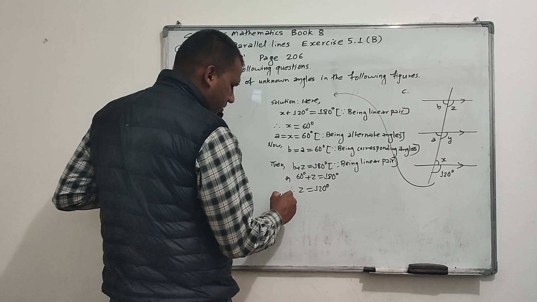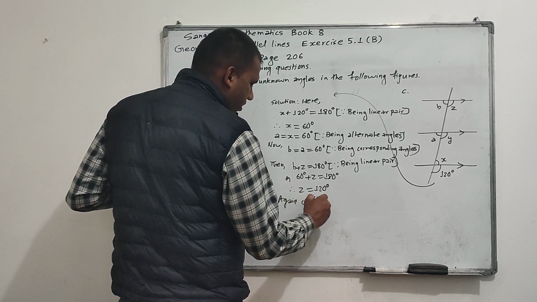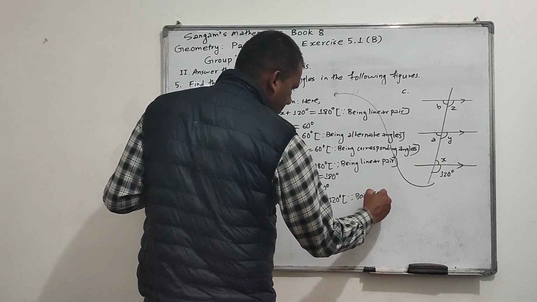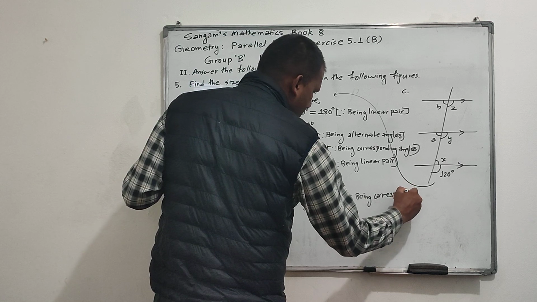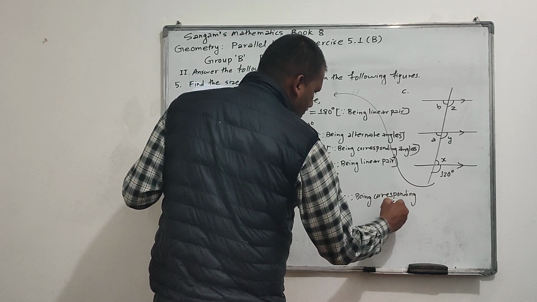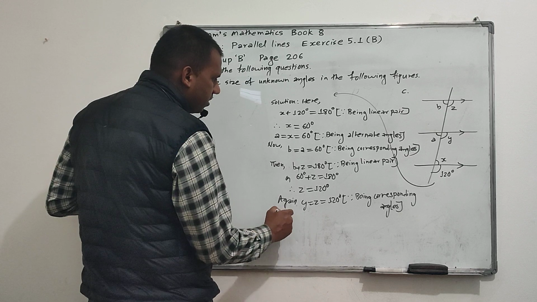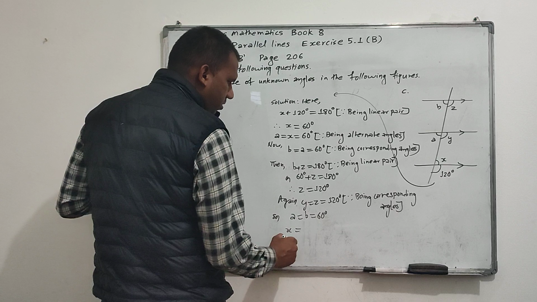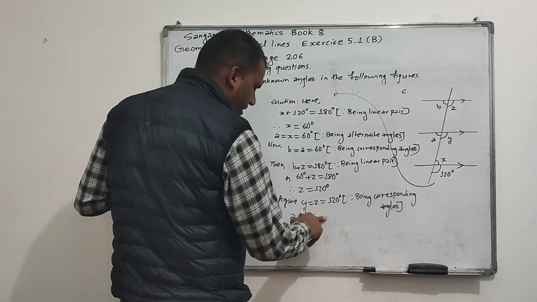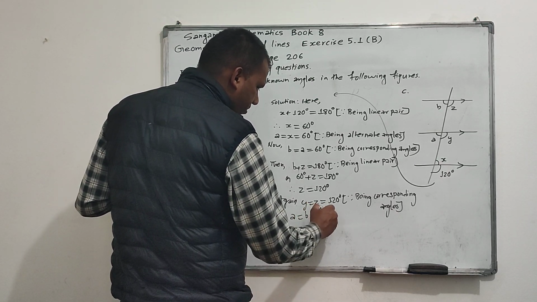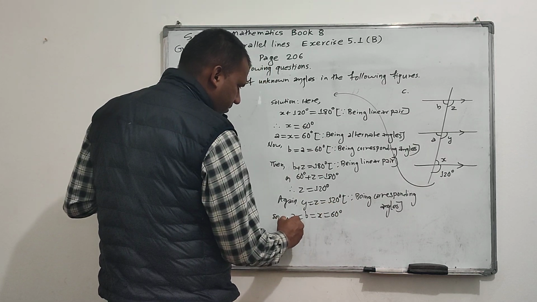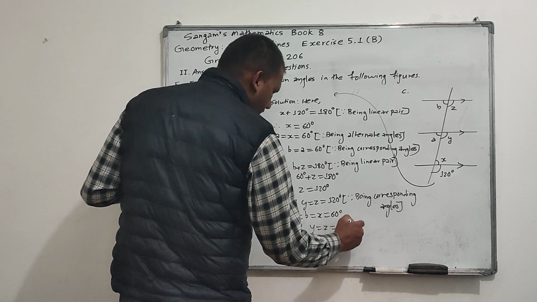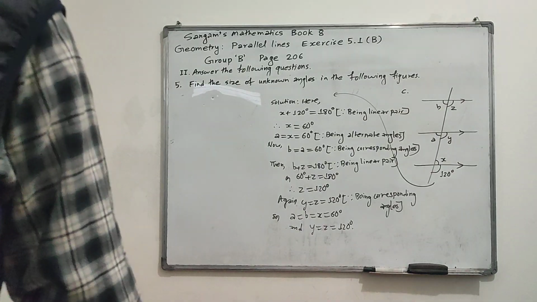Now after finding Z, Y and Z are corresponding. So again Y equal to Z equal to 120 degree, because being corresponding angles. So A equal to B equal to 60 degree, X equal to also 60. So A equal to B equal to X equal to 60 degree, and Y equal to Z equal to 120 degree. This is the answer.